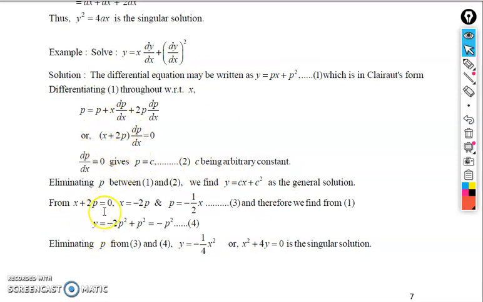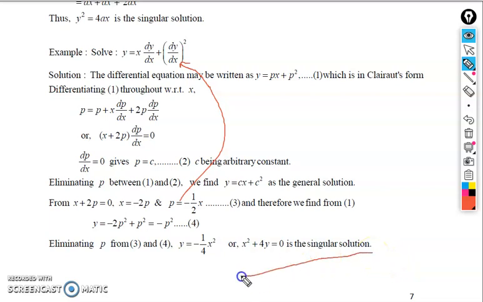Here we consider x plus 2p equals 0. So x equals minus 2p, and p becomes minus x by 2. If we put this value of p in this particular equation, we get the singular solution: x squared plus 4y equals 0. That is your singular solution.